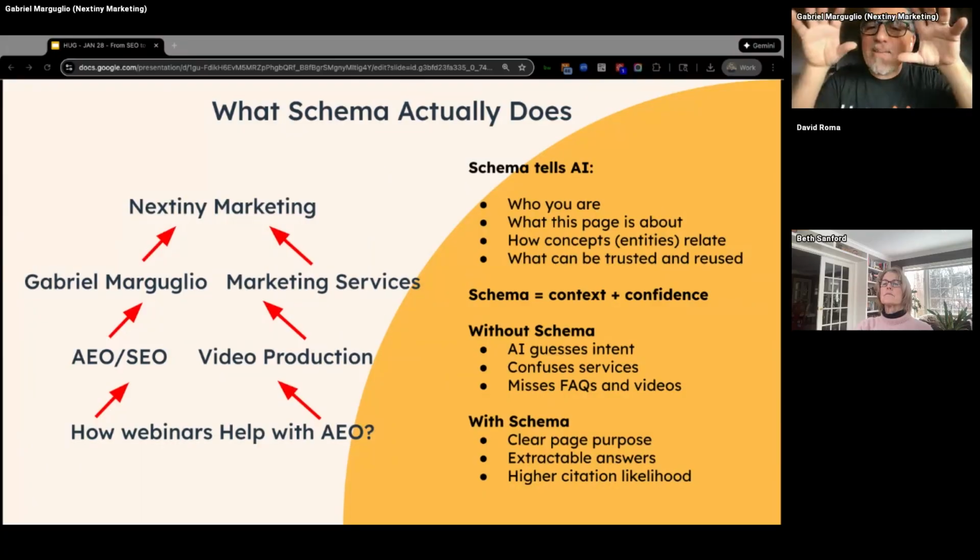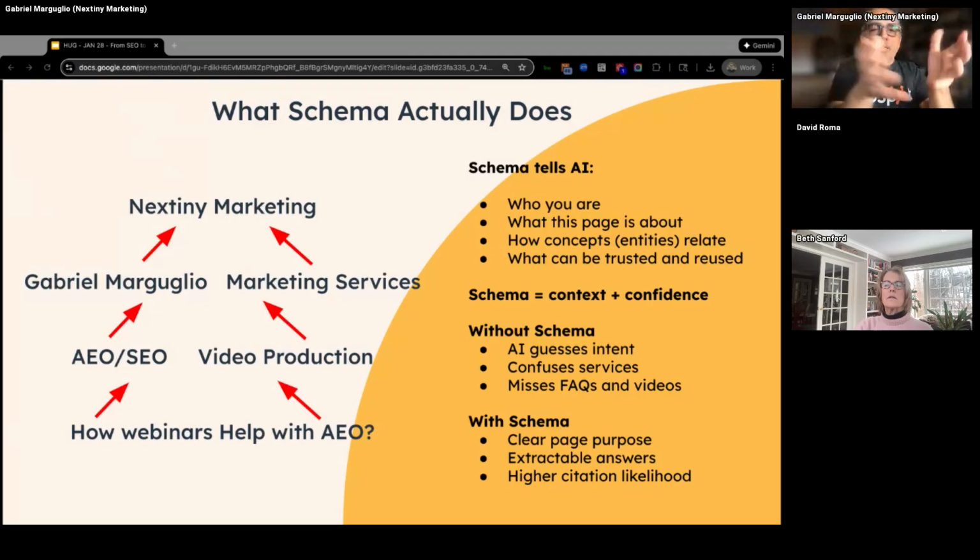Now, what does schema actually do for AI? I'm going to give this example. Nextiny Marketing is the name of our company. Gabriel Marguglio is my name. We do marketing services. Some of them are AEO, SEO services, video production services. And we answer questions from our clients like, do webinars help with AEO, right? All of those things are on our website. And by the way, most of these things are entities that we want to show up in AI and Google. So we need to be clear how to connect these entities.